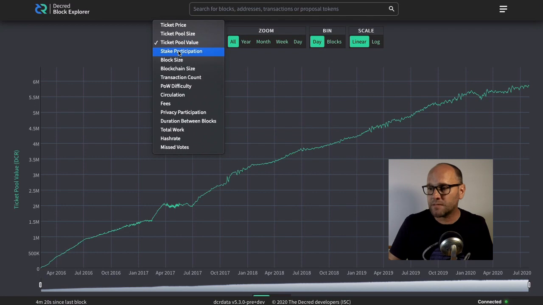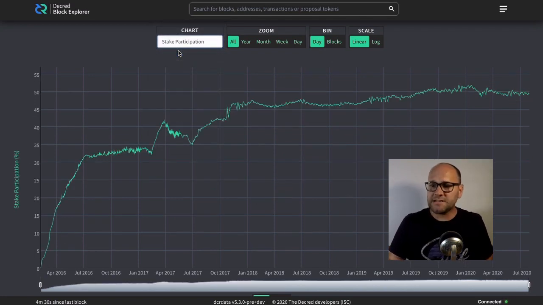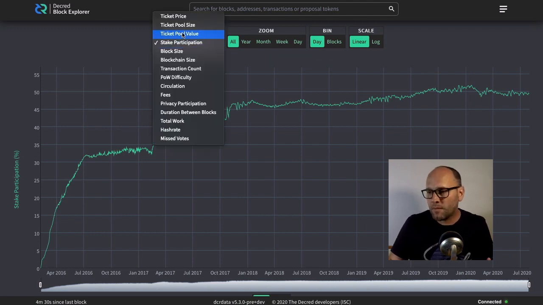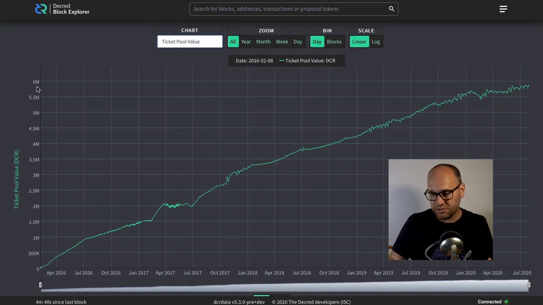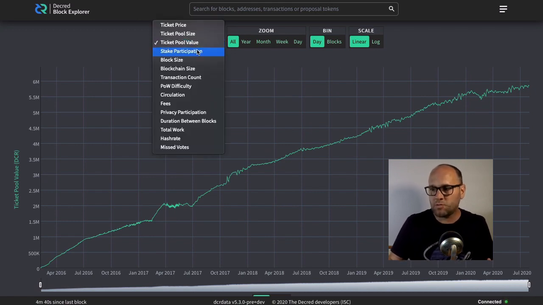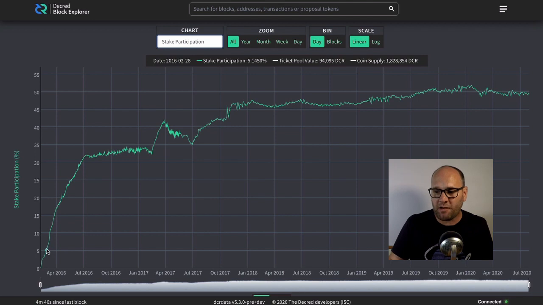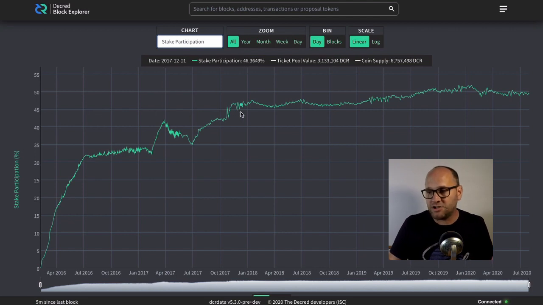So let's move on to the next one, staked participation. Now this is just another way of looking at that. Although you can see in this chart how many Decred are actually being used, currently just below 6 million, what you see here is the percentage of the supply. In the early days you had about 5% of the supply being used to stake, then it went up to 30, and then from this point here you have this natural curve which says 45% of the Decred circulation is being used, and it's maintained around that 45 to 50% for quite a long time, and we're currently hovering over this 50% of the supply.